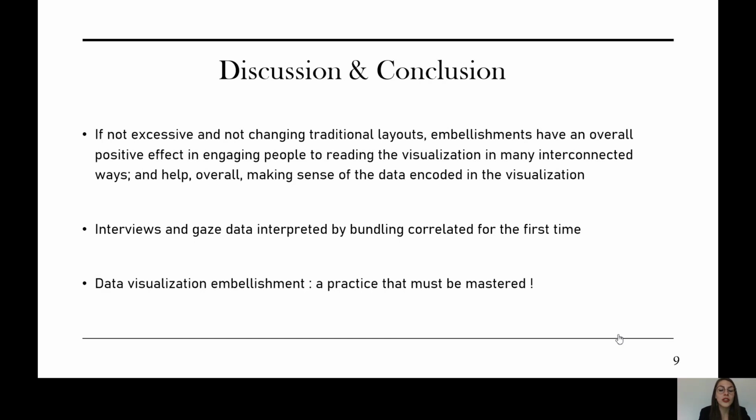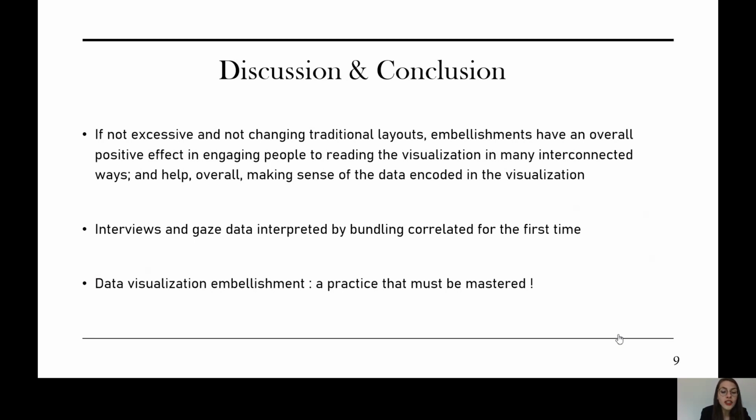We can now discuss the results. Embellishments increase aesthetics, which correlates with liking, but decrease clarity. It also decreases the negative user effort feeling and increases engagement. Finally, eye gaze analysis by bundling shows that embellishments do not strongly affect reading order. We conclude that, if not excessively used, embellishments have overall more added value than adverse effects.